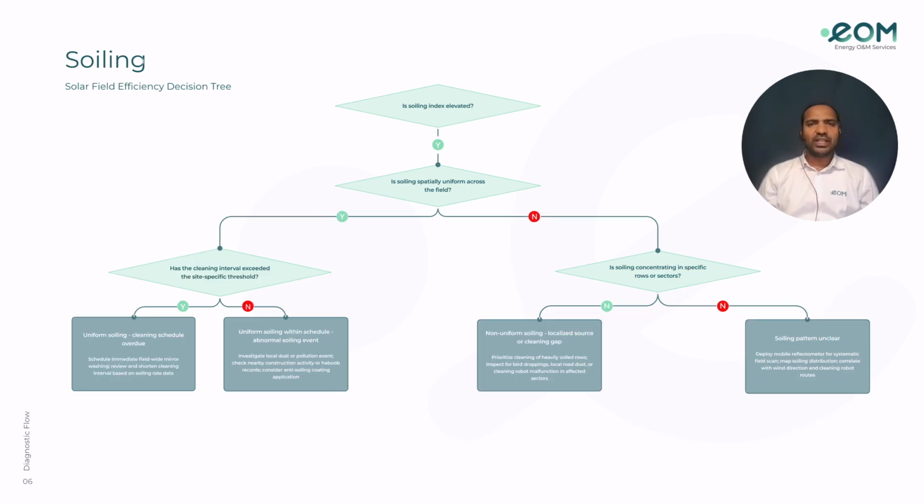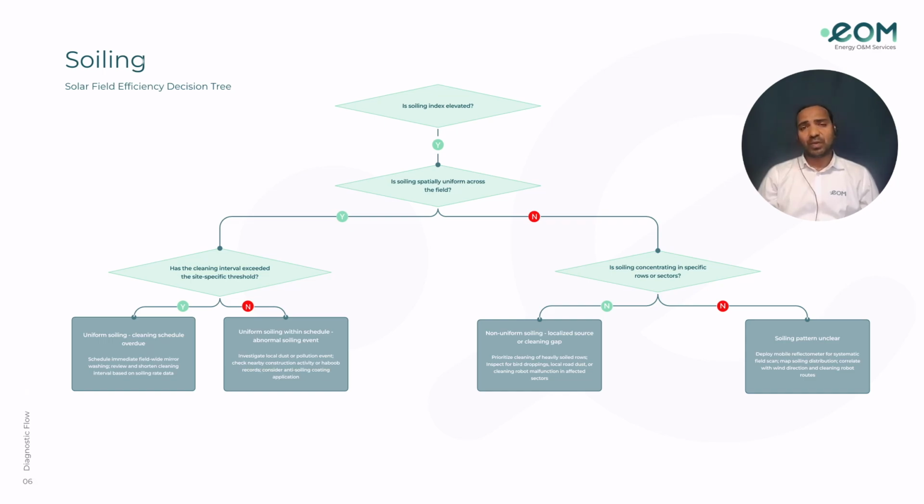So soiling. Soiling is one of the most common causes of optical efficiency loss in CSP plants, especially in desert environments. So the first step is determining whether the soiling index is elevated. Once elevated soiling is confirmed, the next question is whether the contamination pattern is uniform across the field or concentrated in specific areas. So, uniform soiling usually indicates a field-wide cleaning schedule issue. If the cleaning interval has exceeded the acceptable threshold for the site conditions, mirror washing frequency needs to be adjusted.